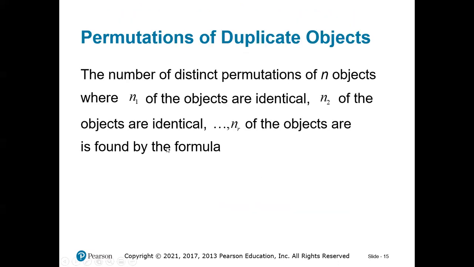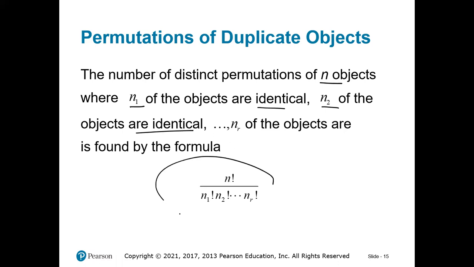Now we're going to go back to that difficult situation when you have n objects, but among those objects there are repeated or identical objects. So suppose again you have n objects, and n1 of the objects are identical, n2 of the objects are identical, and so forth. This sounds a little bit too mathy. I'm going to give you an example later on, but this is the formula.